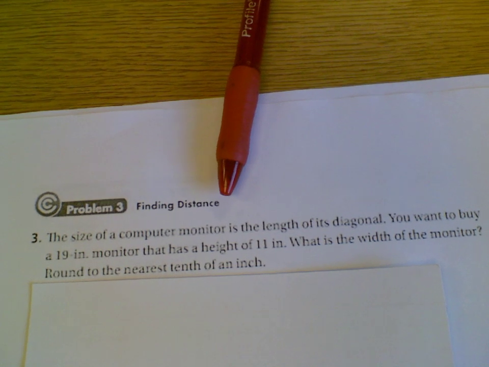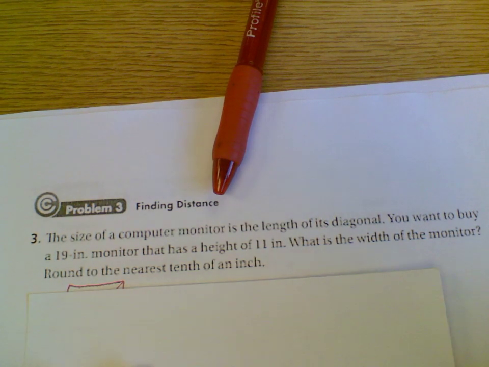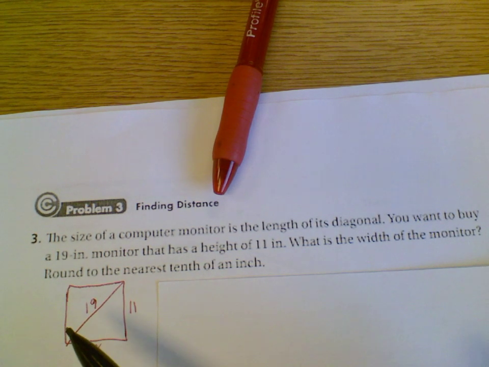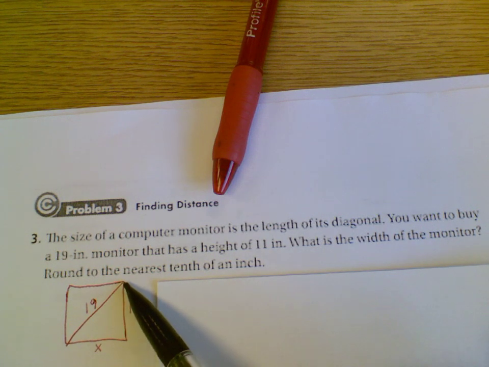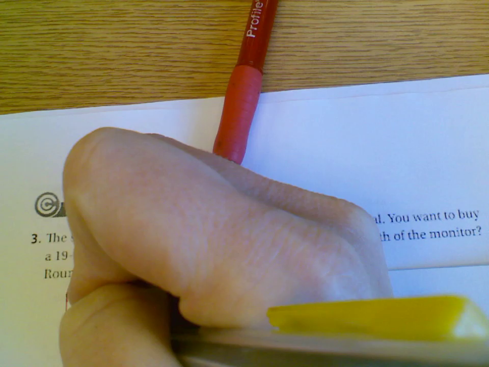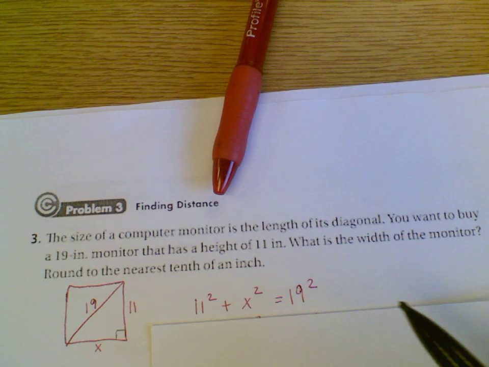Alright, on the next one, it's telling you that the size of a computer monitor is the length of its diagonal. So I went ahead and just drew a picture so that I could see what it's saying. It wants me to buy a 19-inch monitor, so that means my diagonal ends up being 19. Then it says the height is 11. It wants me to find the width. So what it's doing is giving me a leg and a hypotenuse so that I can find that other missing leg. So I went ahead and put it into the Pythagorean theorem.